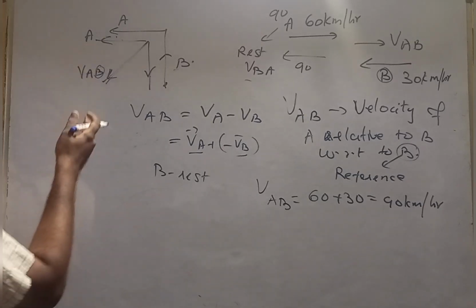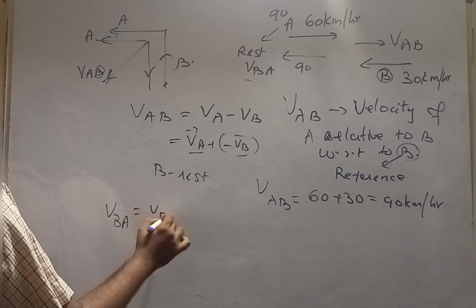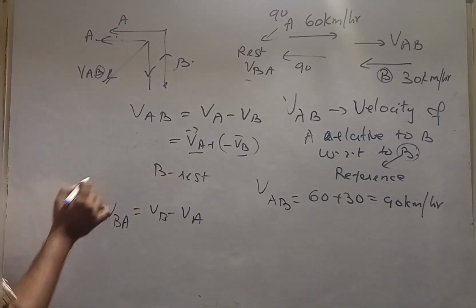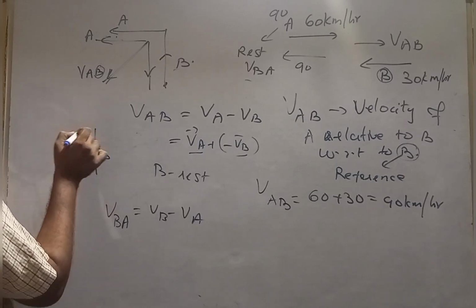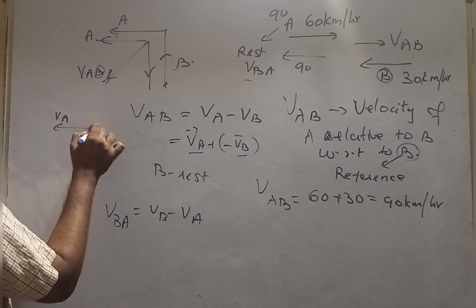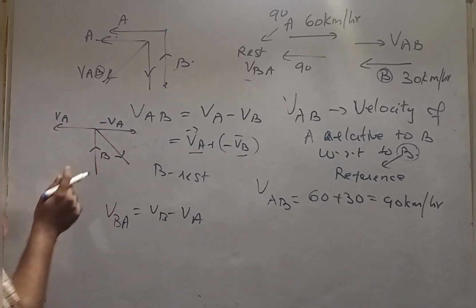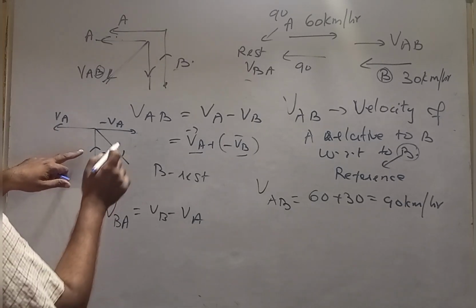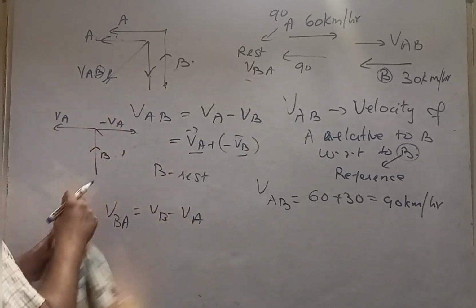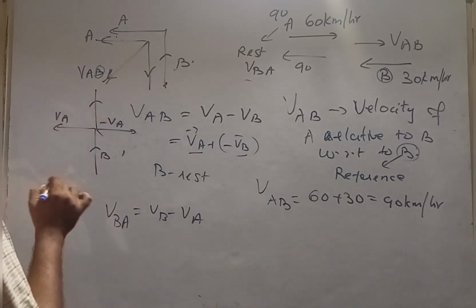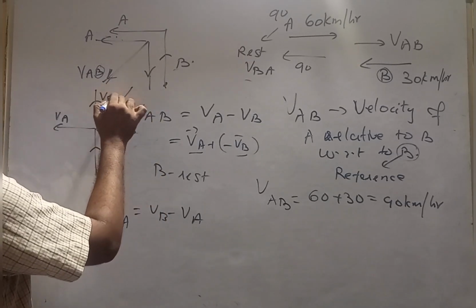Suppose you want to write VBA, so VBA will be VB minus VA. In this situation, B is in the upward direction, and because VA is in this direction, this will be minus VA direction. So this will be the resultant. When you want to draw the resultant, you have to extend this line to draw the parallelogram law. So this would be the VBA direction.